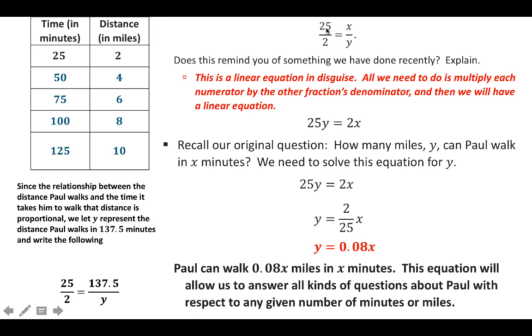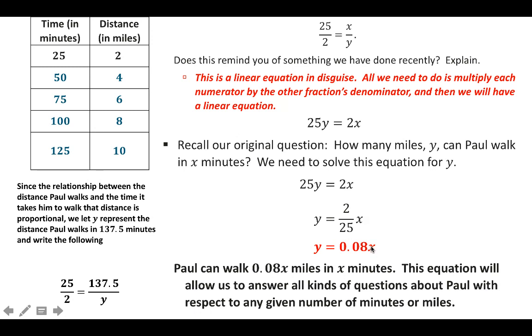All we need to do is multiply: 25y is 2x, and then y is 2 upon 25x, which is y equal to 0.08x. We know x is the independent variable. y is the dependent variable. It is dependent on x. And what is the relationship between y and x? It is 0.08x, which means Paul can walk 0.08x miles in x minutes.